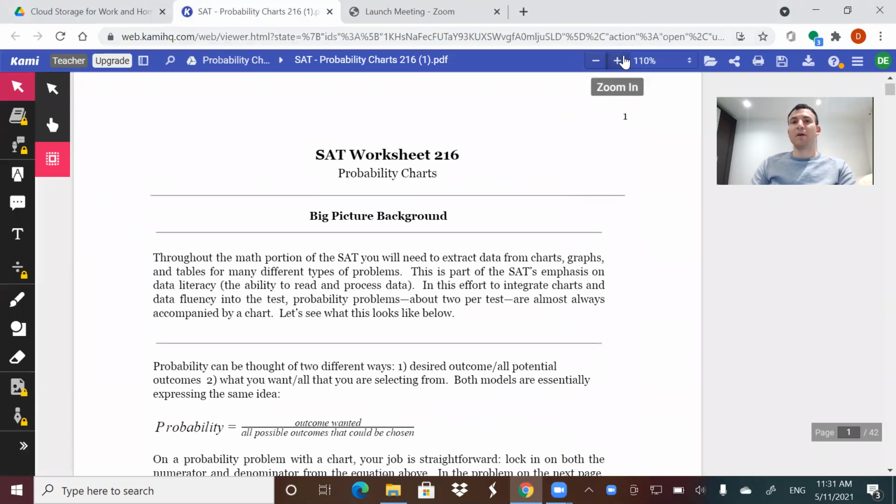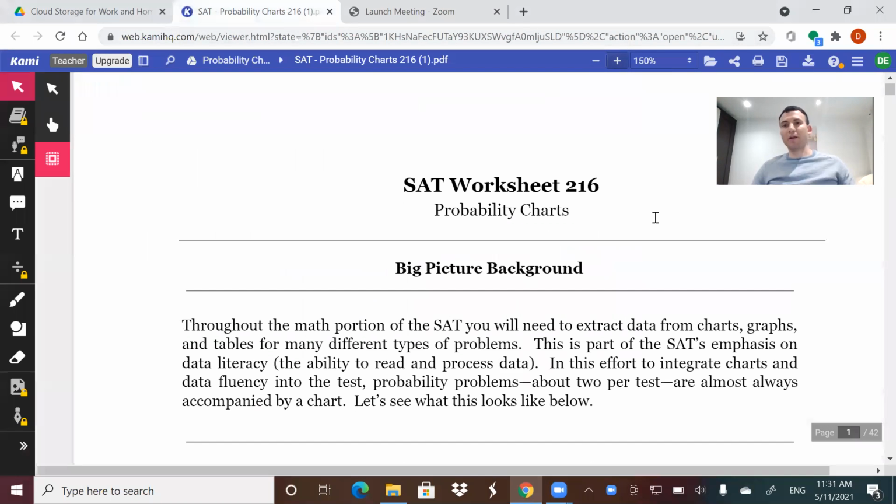Okay, welcome. This is the last of the SAT worksheets. It's SAT worksheet 216, probability charts.